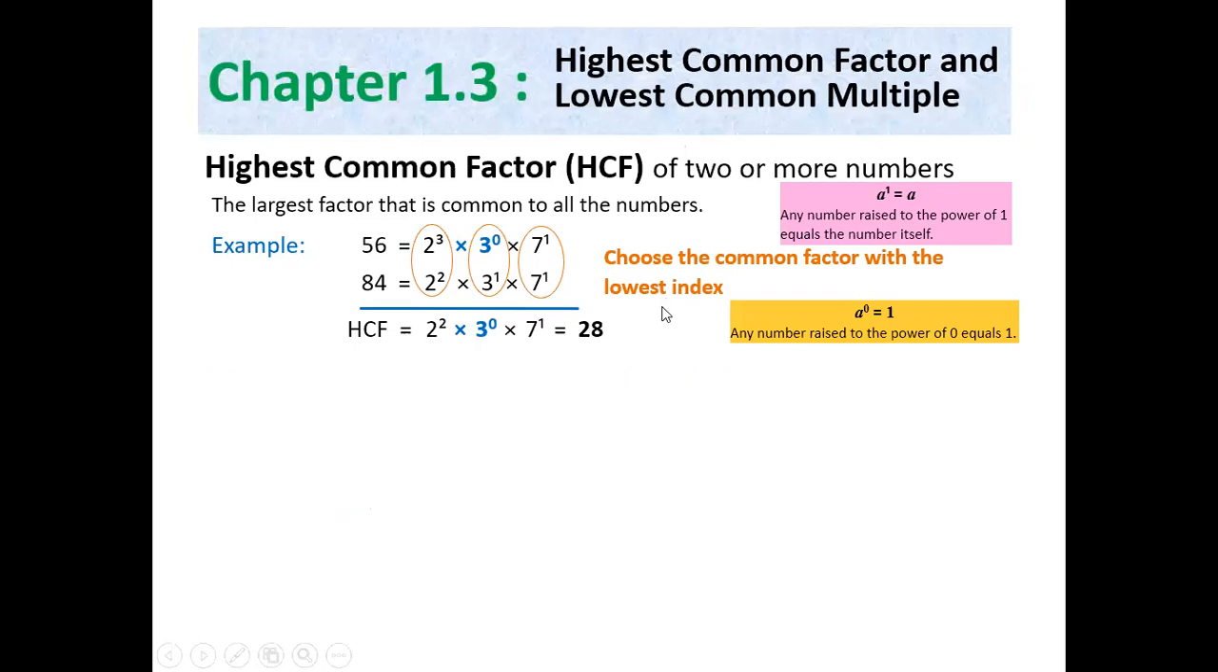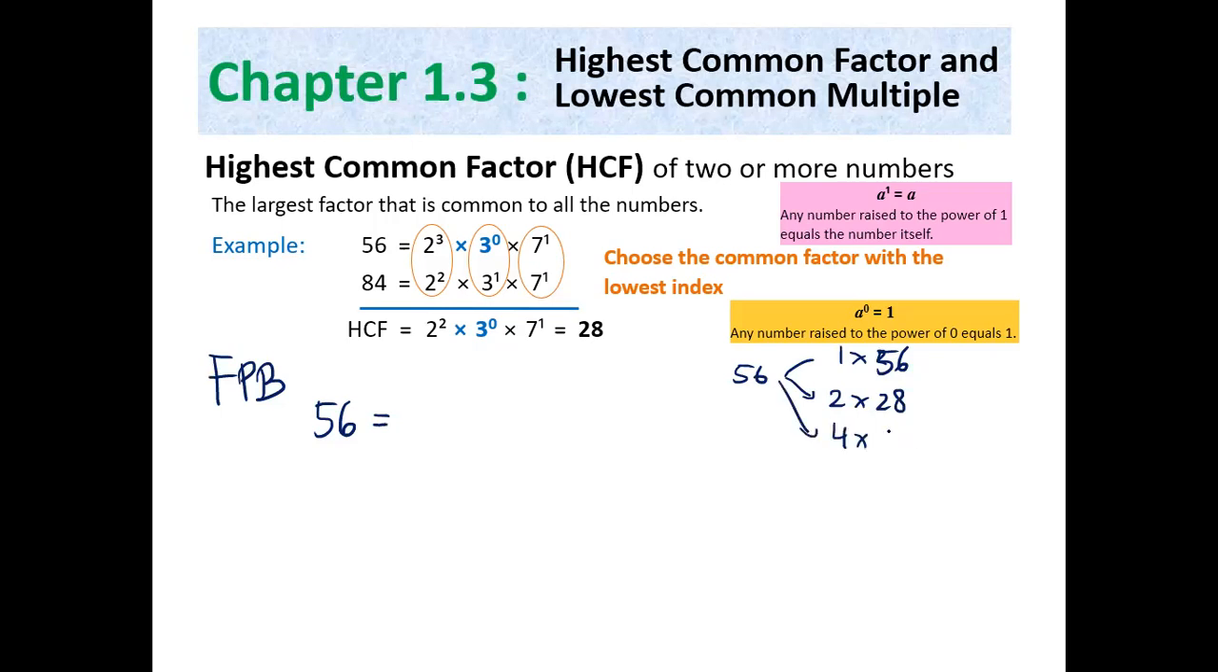So what is highest common factor in Bahasa Indonesia? FPB, faktor persekutuan terbesar. So can you find the factors of 56? It can be 1 times 56, right? This is the basic idea. 2 times 28, and then 3 cannot, 4 times 14, and then 6 cannot, 7 times 8, and no more. So the factors of 56 are 1, 2, 4, 7, 8, 14, 28, and 56.